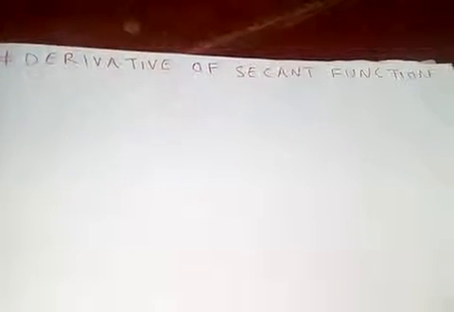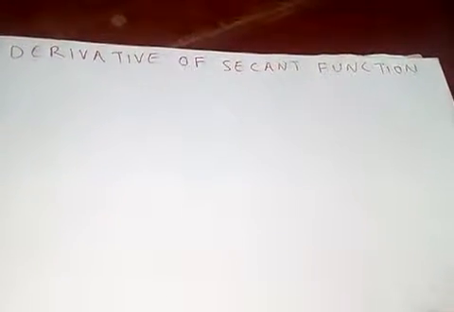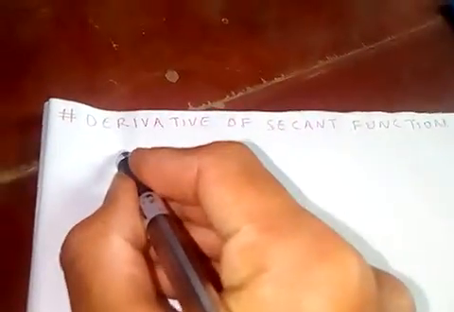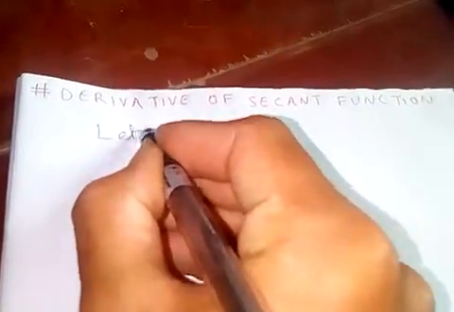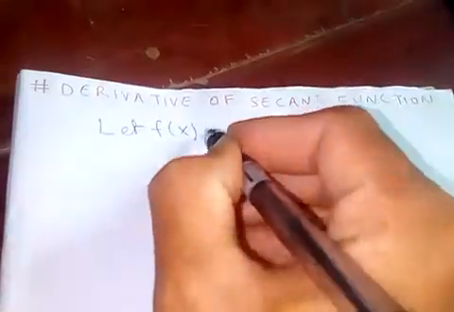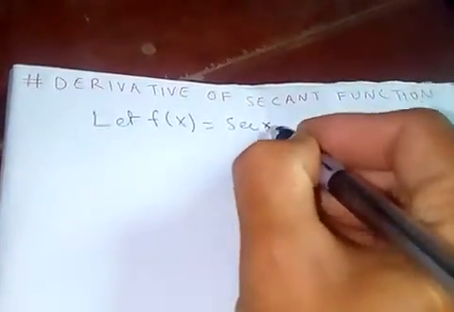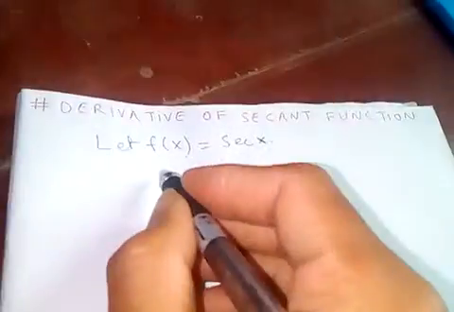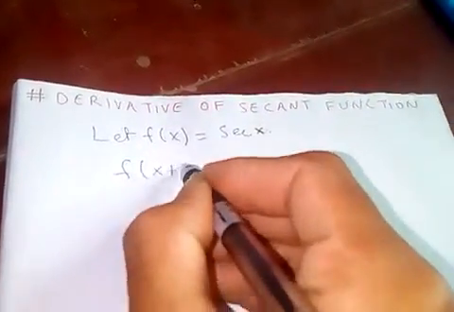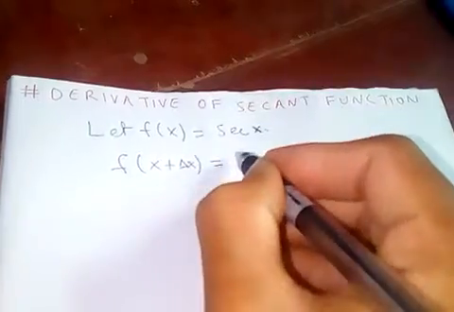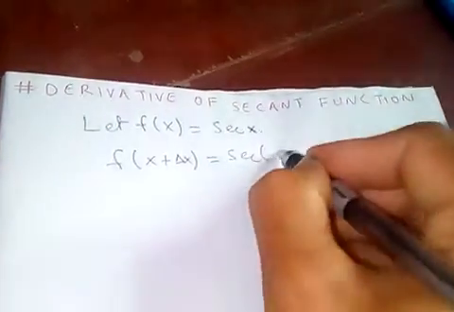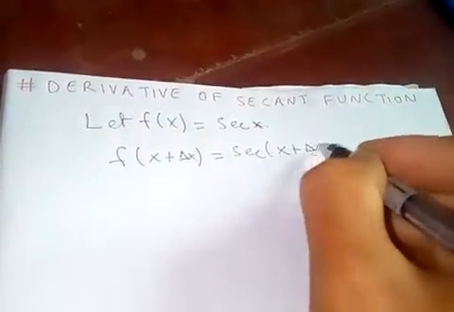Today I'm going to discuss the derivative of the secant function. So firstly, let f of x be equal to secant of x. Now f of x plus delta x will be what? Secant of x plus delta x.